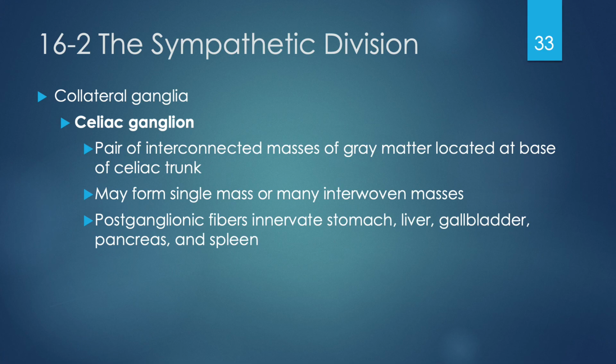But either way, the postganglionic fibers from the celiac ganglion are going to stretch out to innervate our stomach, liver, gallbladder, pancreas, and spleen. Essentially what this means is that the celiac ganglion is the first major collateral ganglia that does the most proximal or the most superior portions of our digestive system.